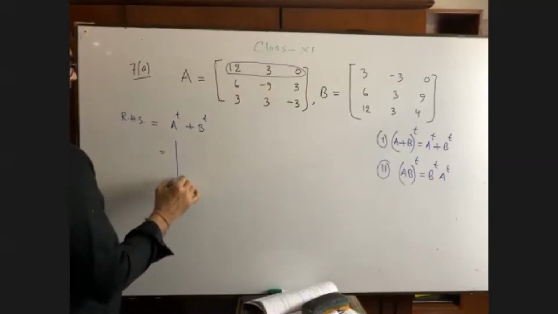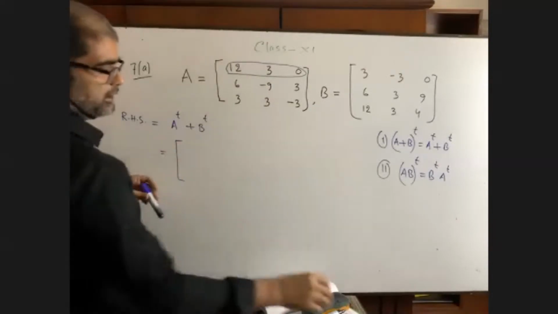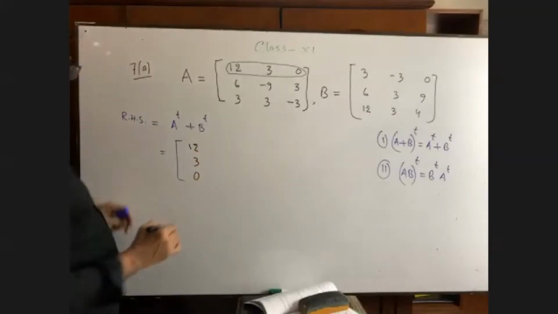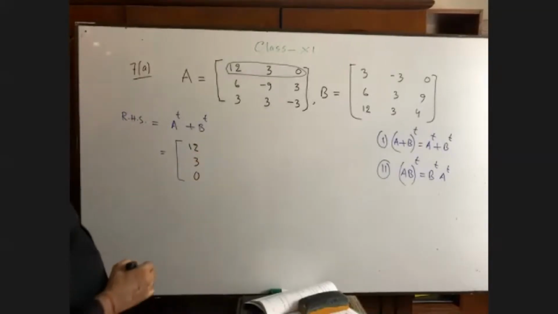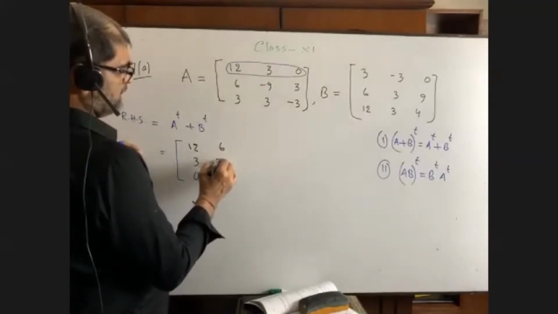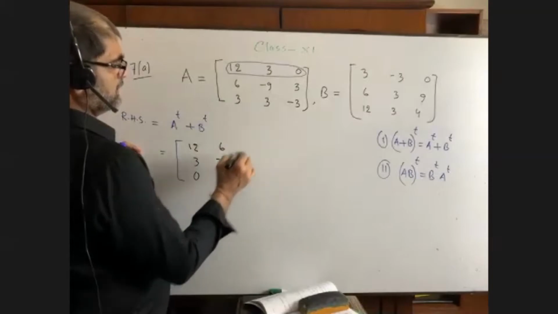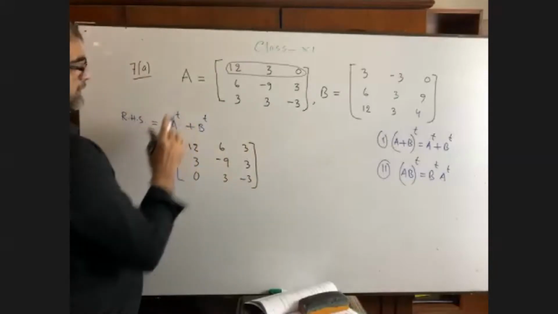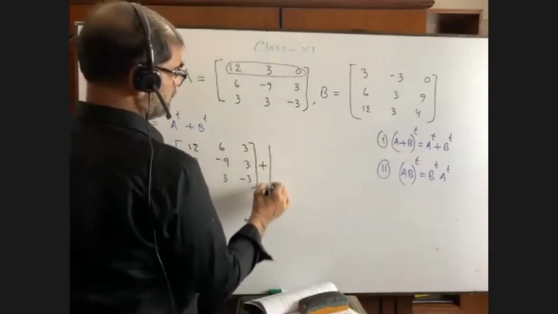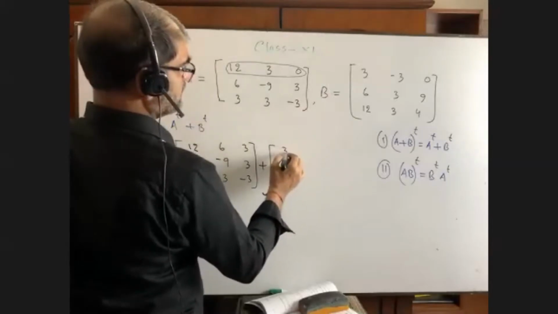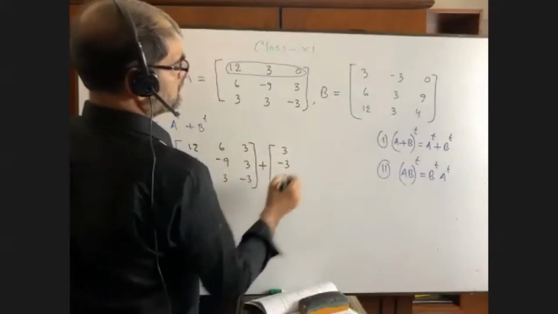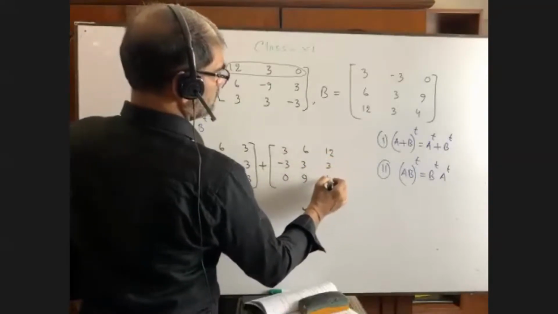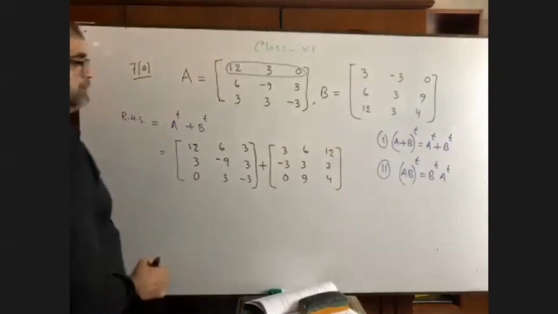So we can write here 1 2 3 0. It was given as a row, now it will be a column, 1 2 3 0. Then 6 minus 9 3. Then 3 3 minus 3. This is A^T. Now what is B^T? 3 minus 3 0, then 6 3 9, then 12 3 4. This is B^T. A^T plus B^T.